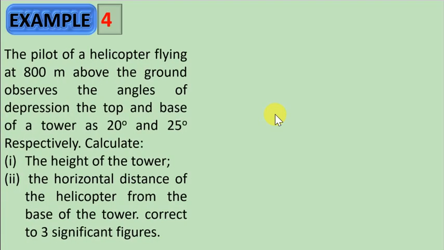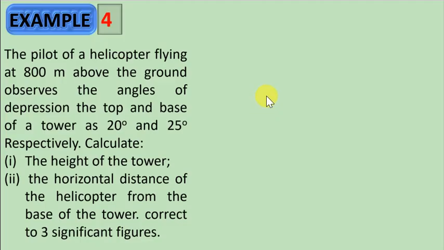Example number 4. The pilot of a helicopter flying at a height of 800 meters above the ground observes the angles of depression of the top and base of a tower as 20 degrees and 25 degrees respectively. Calculate 1. The height of the tower. 2. The horizontal distance of the helicopter from the base of the tower. Correct to 3 significant figures.